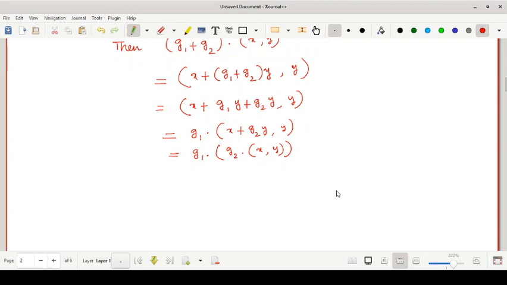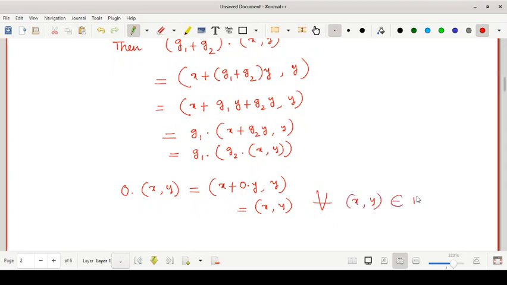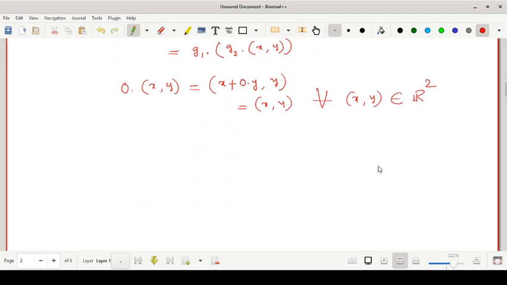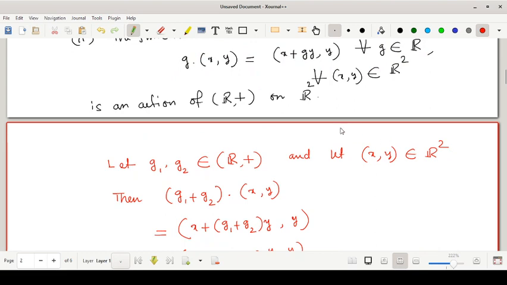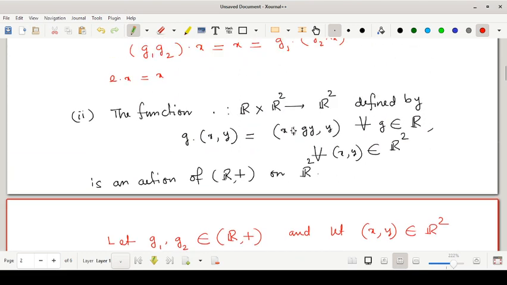Okay. What about the second? What is the identity element in R plus? 0. 0 acting on (x, y), what will it be? By definition, this is (x plus 0y, y). What is this? This is (x, y). This is true for all (x, y) in R2. So we are done. So it proves that this function dot is an action.